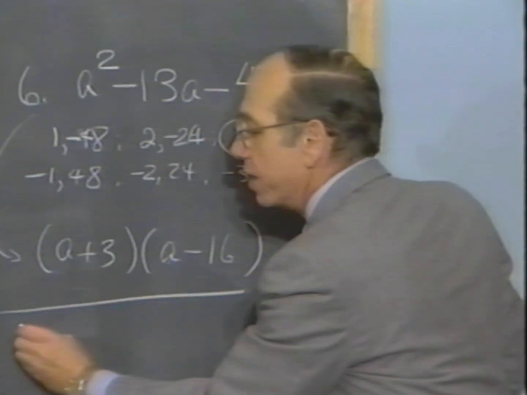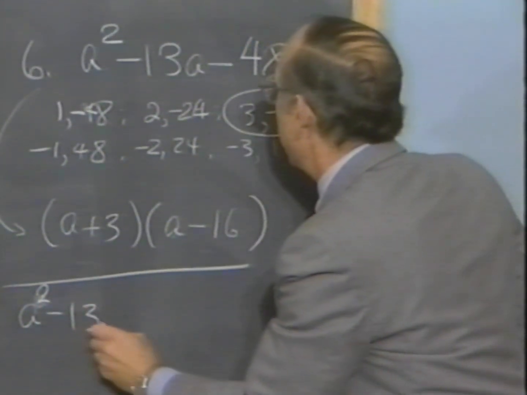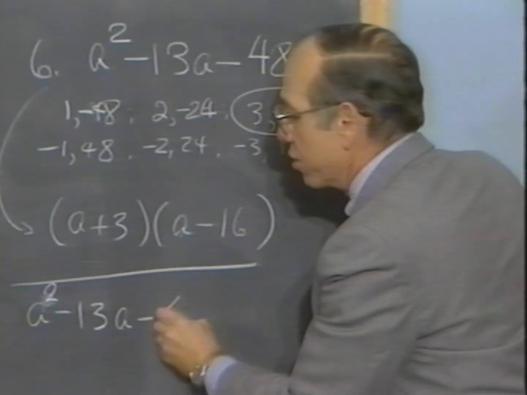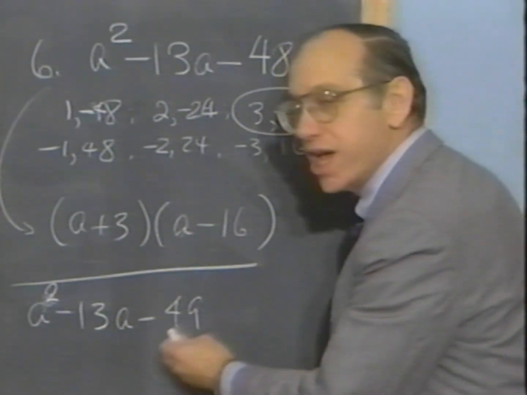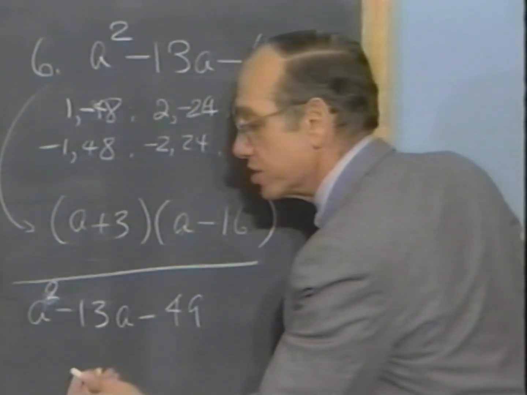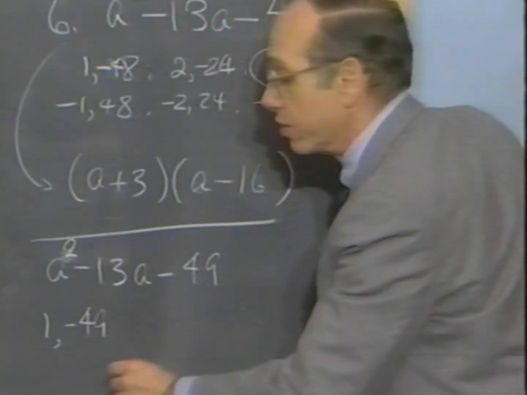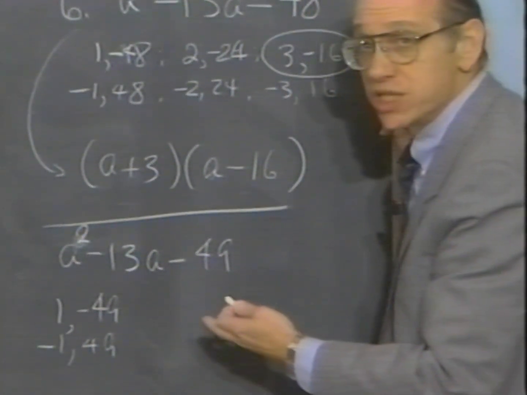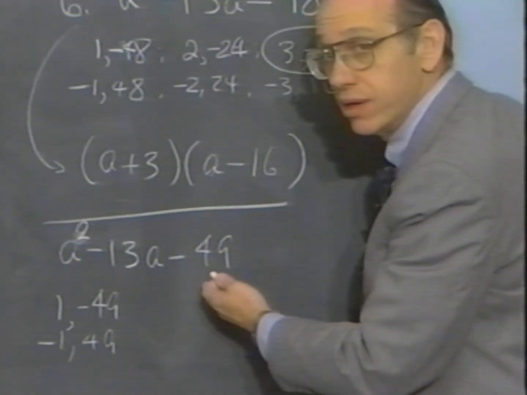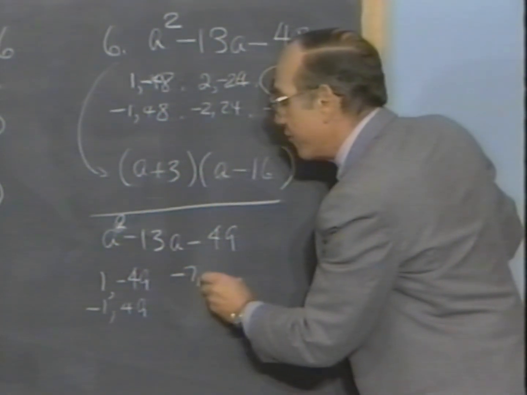Let's say it was a squared minus 13a minus 49, and I wanted to factor it. Well, the only possible factors of 49, you see, are 1 and 49, or actually in this case 1 and minus 49, or minus 1 and plus 49. And the only other possibility is plus and minus 7, right? 49, the only other factors are 7 and 7. So I have minus 7 plus 7.